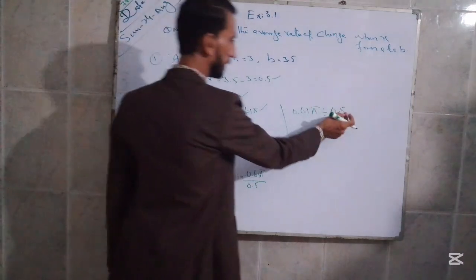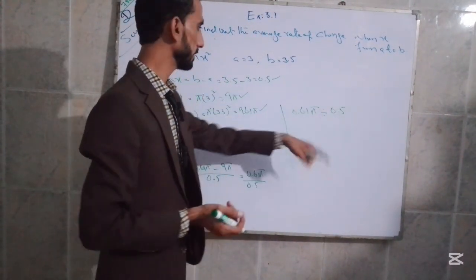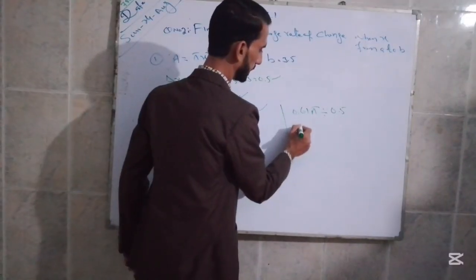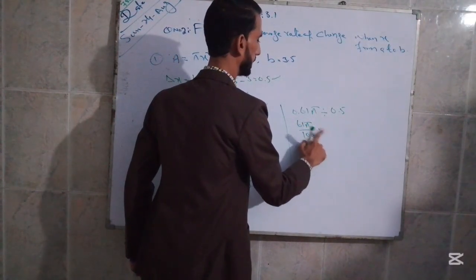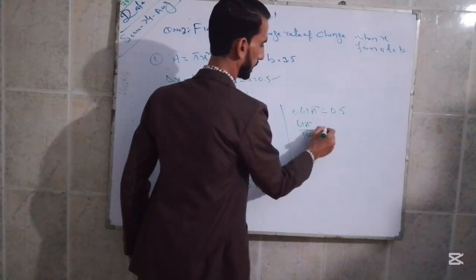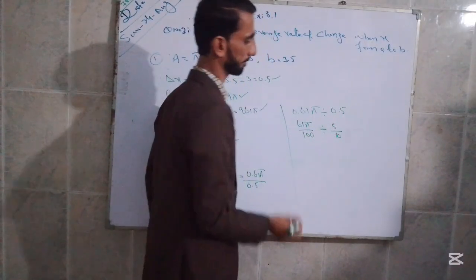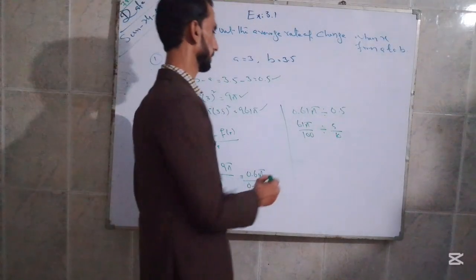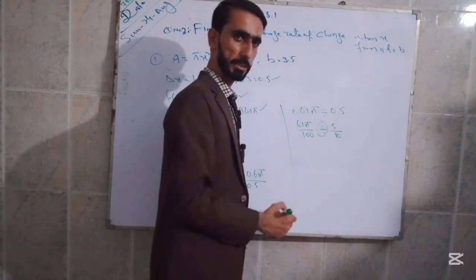First we convert the decimals into fractions. It means 61 pi upon 100, divided by 5 upon 10. Now take the reciprocal, and this division symbol converts into multiplication.